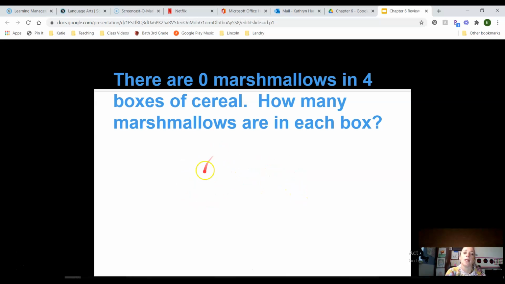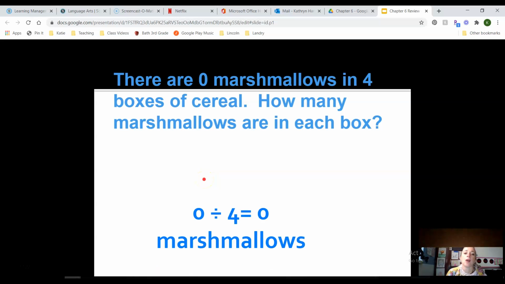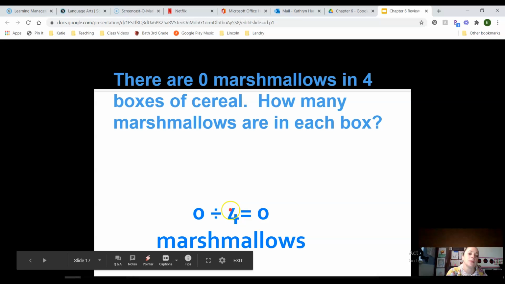What times 4 is 0? Anything divided by 0 is always 0. So 0 divided by 4 is 0. Notice 0 times 4 is 0.